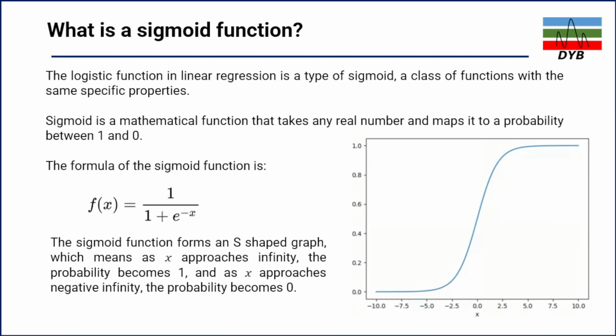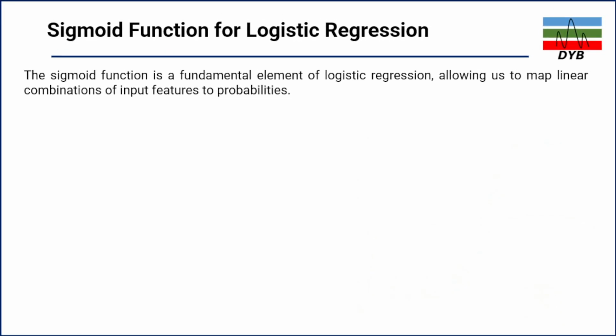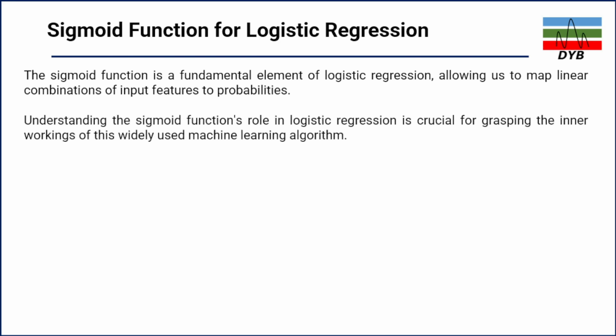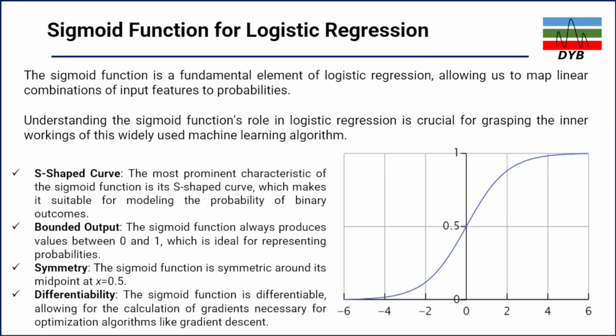We have a further example of this as well. Let's look at a further understanding of the sigmoid function for logistic regression. The sigmoid function is a fundamental element of logistic regression, which allows us to map the linear combination of the input features to probabilities. Understanding the sigmoid function's role in logistic regression is also essential for grasping the inner workings of this widely used machine learning algorithm. And what are the properties of the sigmoid function in logistic regression?